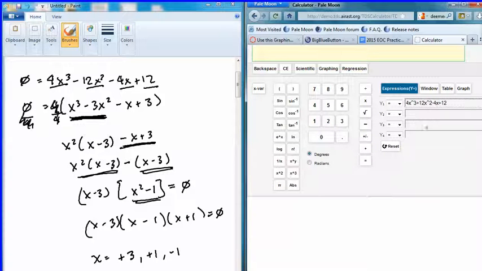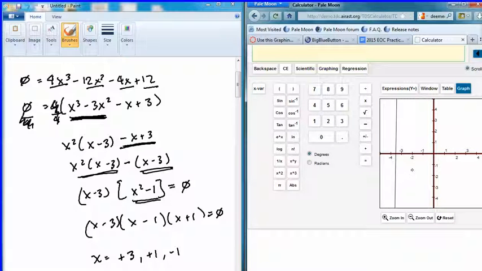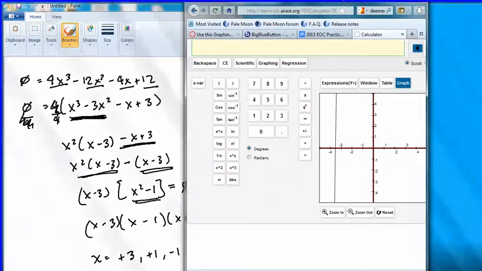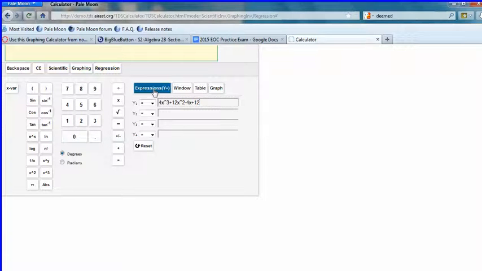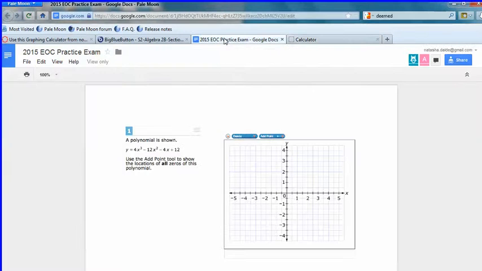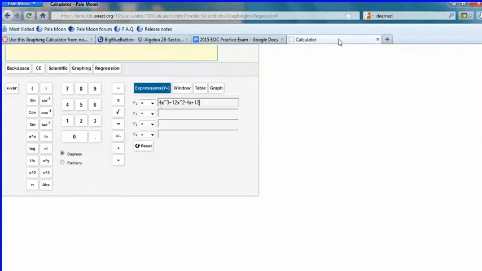Alright, cool. And then let me take a look at the graph of that. Okay, wait, let's see. No, I don't know. I guess maybe you have to ask the teacher. Wait, let's see. 4x cubed minus 12x squared minus 4x plus 12. Is that the right one? Oh, oops. I put in the equation wrong. I put a plus instead of a minus. All right, let's graph that. There we go. Okay.